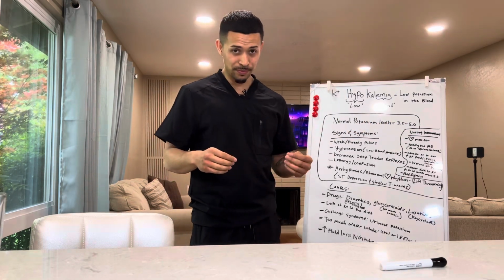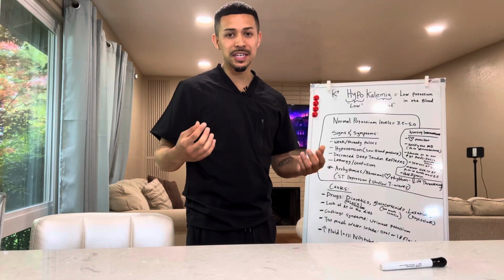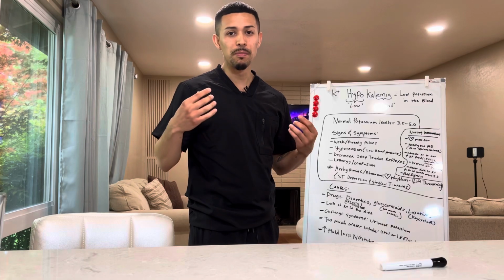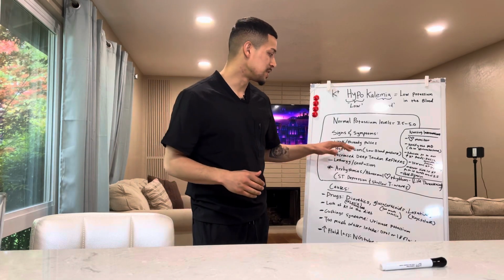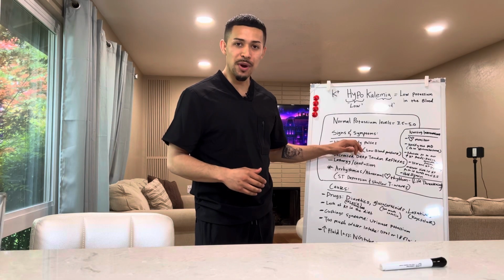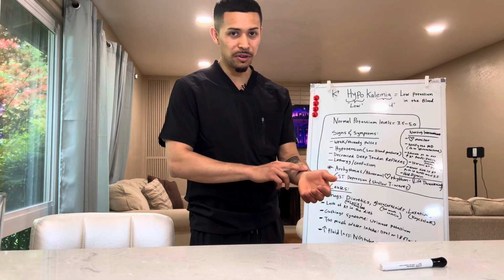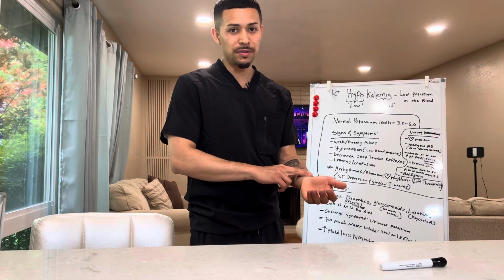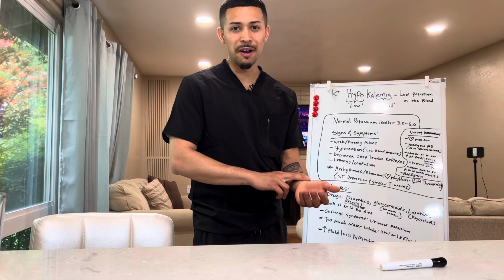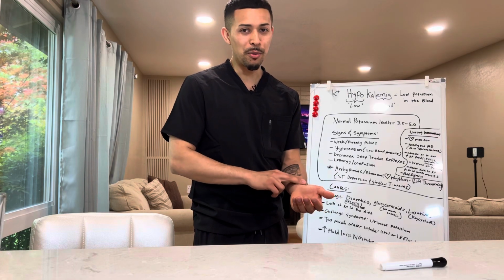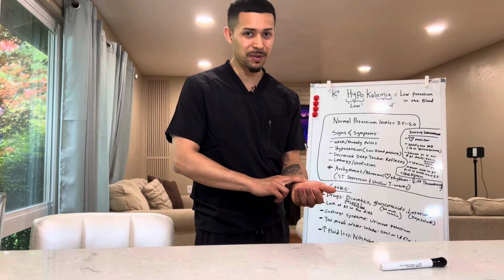Now, what are the signs and symptoms of a patient with low blood potassium levels, okay? The first one is they have weak and thready pulses. So when you check a patient's pulse, you're going to notice that their pulse is very weak. It's not rebounding. You're not going to be able to feel it as much, okay?